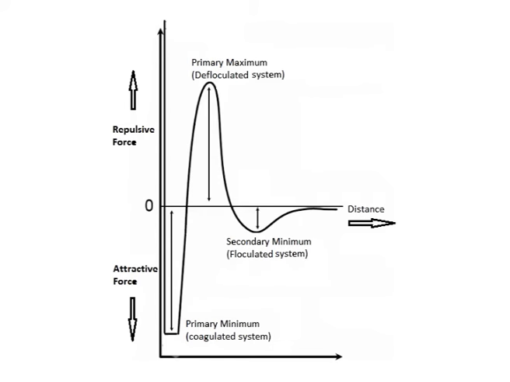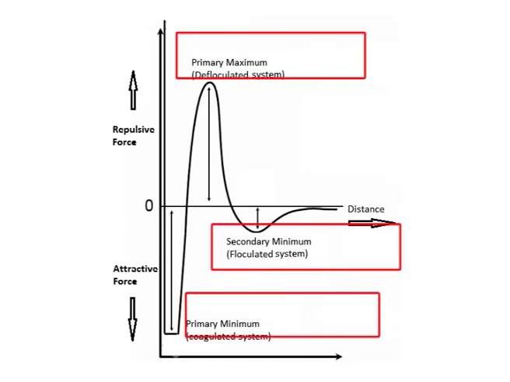The image clearly indicates three curves. One curve is divided into three parts. The first part shows the distance over which repulsive forces and attractive forces balance each other, in which there are three phases: the primary minimum, primary maximum and secondary minimum. Whenever the repulsive forces are more, there is a primary maximum, which is known as a deflocculated system.